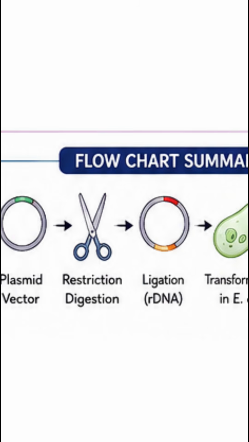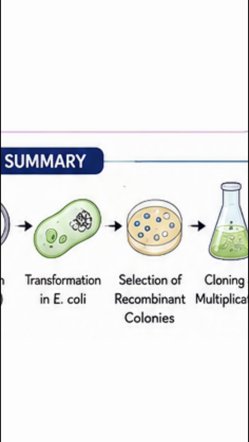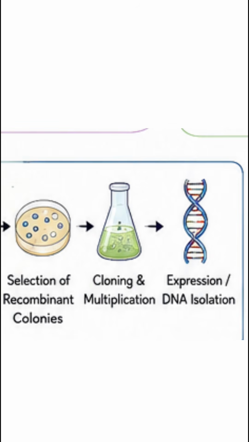First, the gene of interest plus the plasmid vector is taken. Then restriction enzyme digestion takes place, where the restriction enzyme cuts the DNA. Then DNA ligase joins the DNA fragments. Then the recombinant plasmid is transferred into the E. coli. What does the vector do? It carries the foreign gene. Select a recombinant colony, then the bacteria will multiply and millions of gene copies are obtained, and or protein is produced.